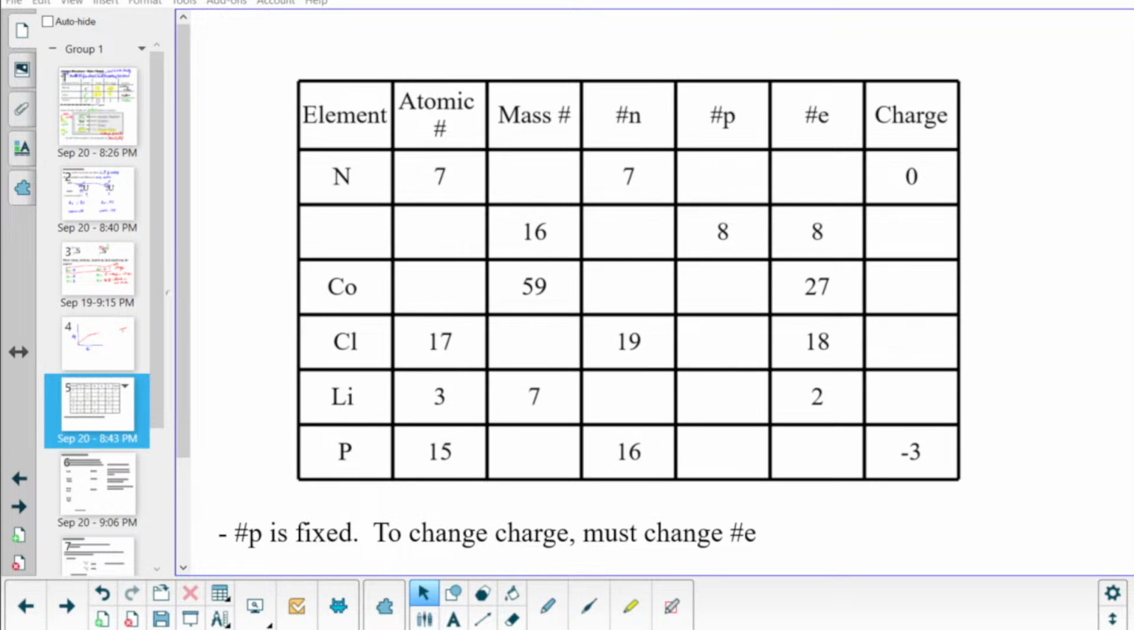How many people have done the table? 22. Almost done.